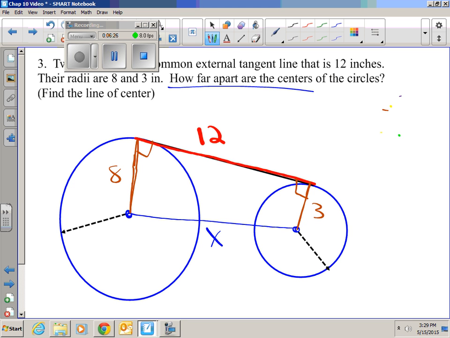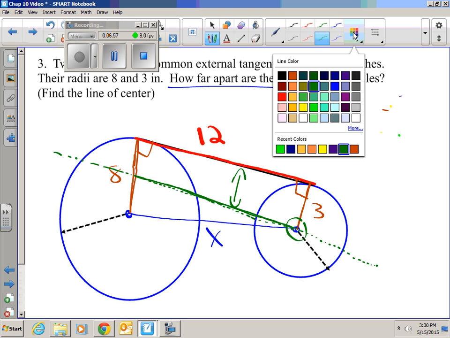Now, here's the fun part. We are going to draw a line through the center of my smaller circle that is parallel to my common tangent, through the radius of my larger circle. So notice that these two lines are parallel. I'm going through the center of my smaller circle, parallel to my common tangent, to the radius of my larger circle. Okay?